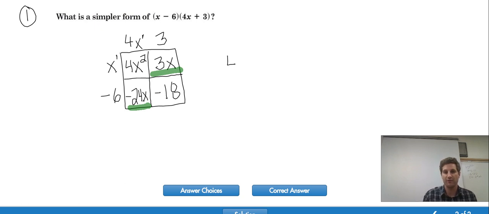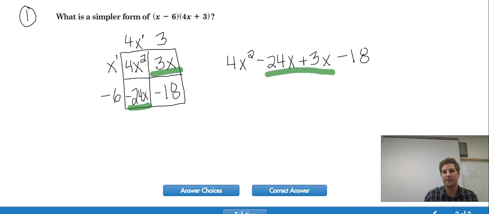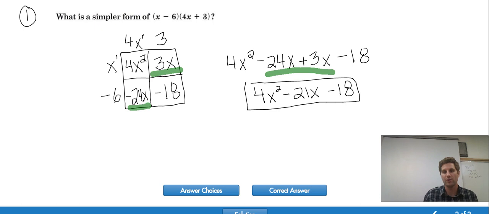Okay, so we're going to get 4x squared. Now, we have negative 24x, I'm just going to write it out, plus 3x minus 18. Since again these are like terms, we can combine them, and negative 24 and a positive 3 is going to make a negative 21x, and then we just bring down the negative 18 and the 4x squared. And there we go. We have now taken this and used the box method to help us.